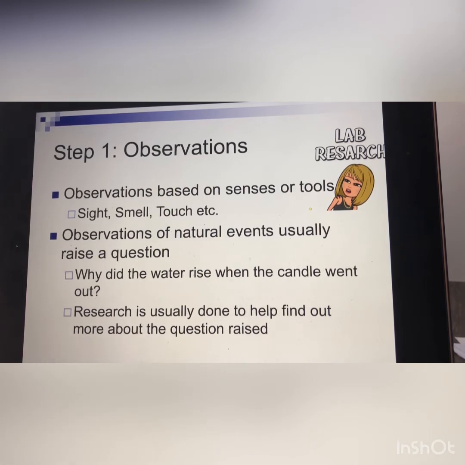Research is usually done to help find out more about the questions that are raised, such as, is the sun hot? Well, again, that second bullet is going to trigger us to start researching. Go to Google. Ask Google these questions to help find the answers, because someone may have researched this information first and we can use what they've already collected.